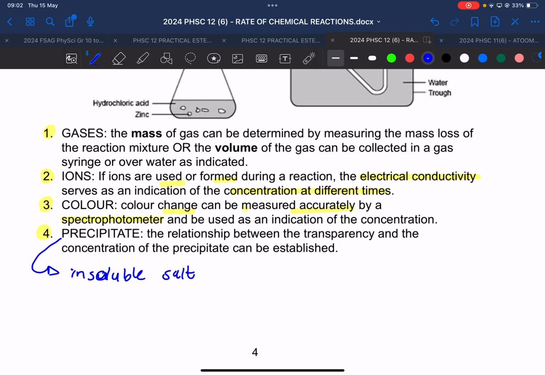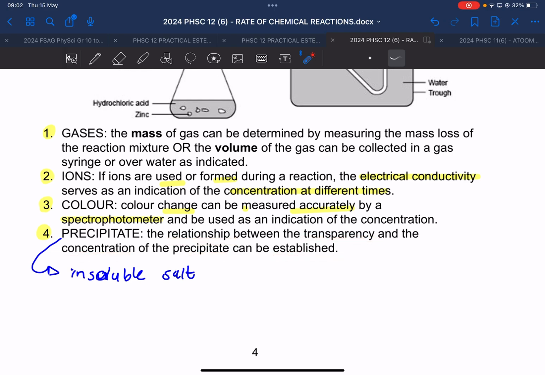It was a chapter that was taken out due to COVID. So unfortunately you missed that whole chapter in grade 10. But we actually made precipitates previous years. So you have reactions where a certain insoluble salt is almost like a very tough powder that forms. I'm going to read: the relationship between the transparency and the concentration of the precipitate can be established.